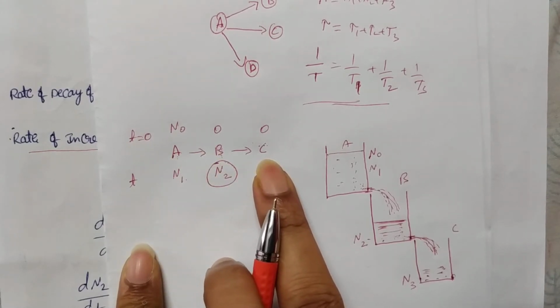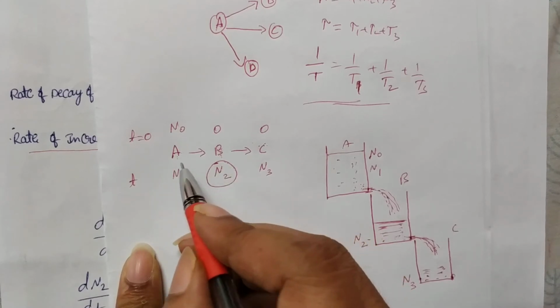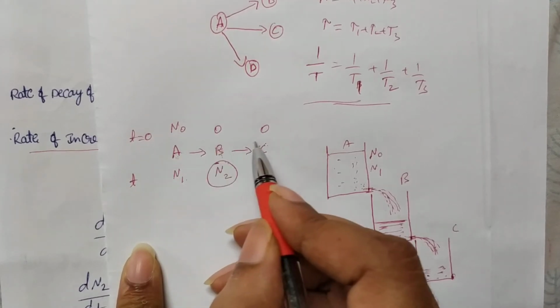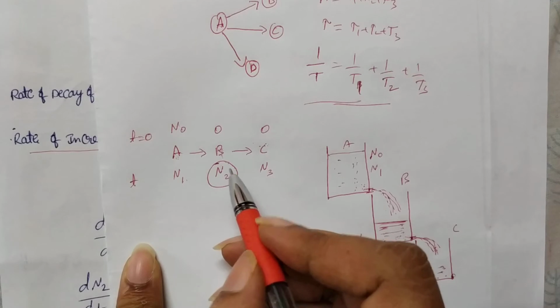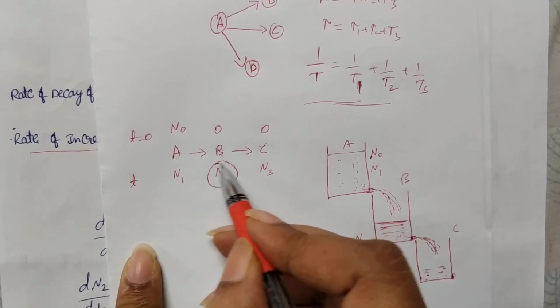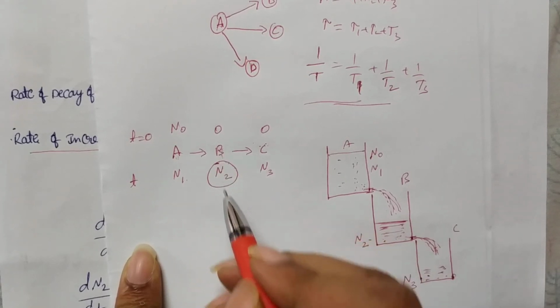So in the process, A is converted to B, and B is converted to C. Now, what happens to the nuclei of B is important, and we are going to discuss that now.